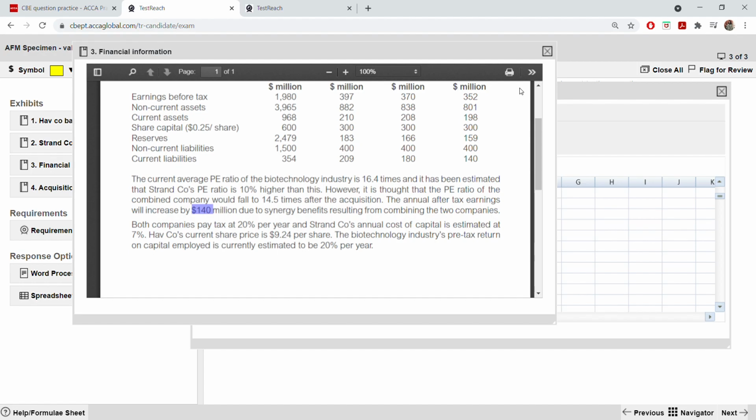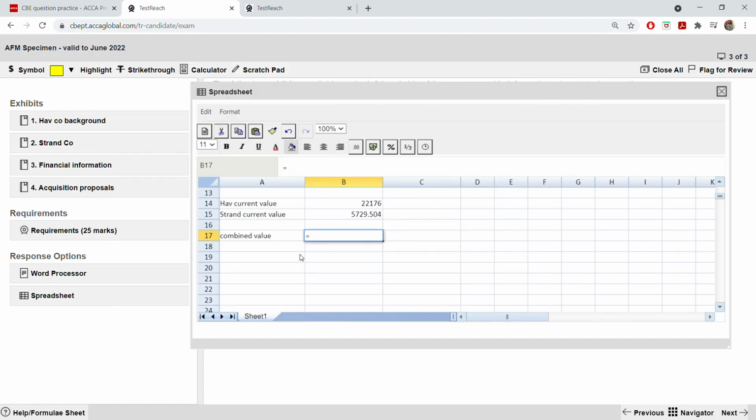So since we have the PE ratio to multiply with, what do we need now for both the companies? We need to multiply with the PE ratio only. What can be multiplied with the PE ratio? Profit after tax. That means we need both companies' profit after tax, add them together, add the synergy, and then multiply by the PE ratio. So we want HAF company's profit after tax, we want Strength company's profit after tax, and the synergy, and then multiply by the PE ratio.